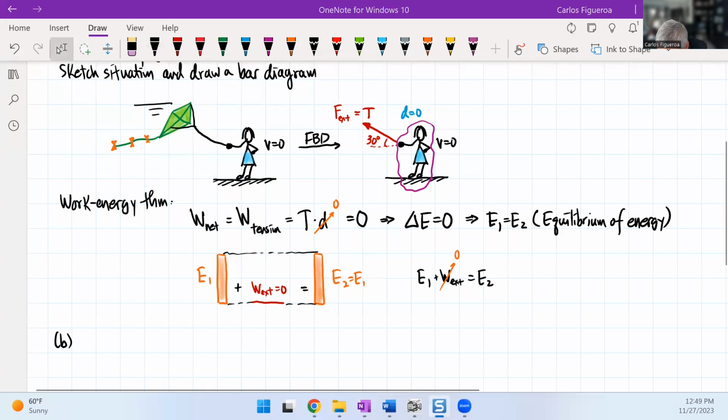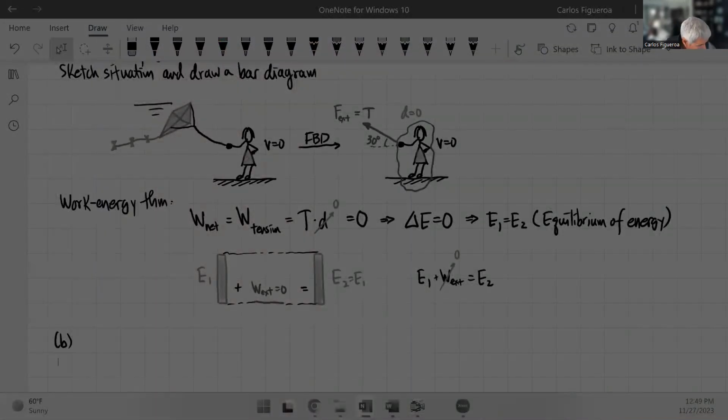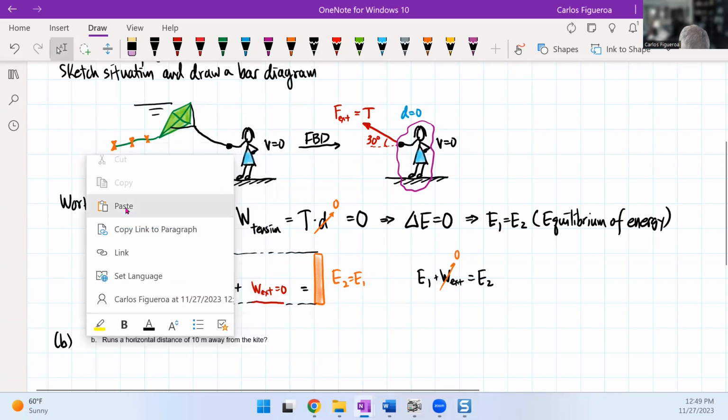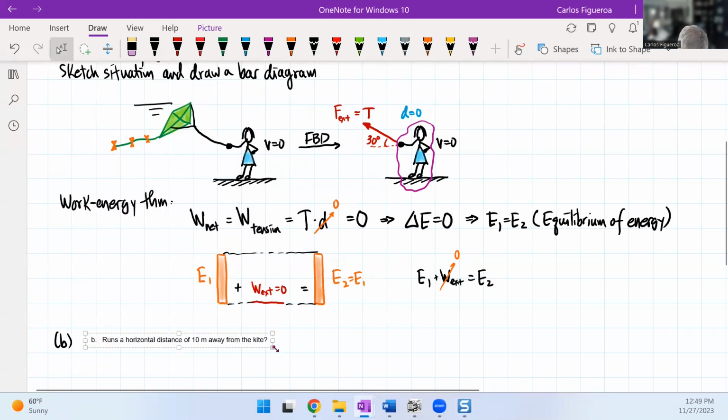So in this situation, I probably should have copied this. I didn't think about this. But what if I bring in, oops, I didn't really prepare enough apparently. But let me copy this and bring it in. So if I place in, this is the question that's being asked in B here. Now what we know here is that the girl runs a horizontal distance of 10 meters.